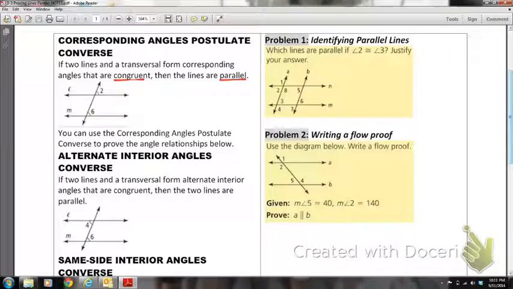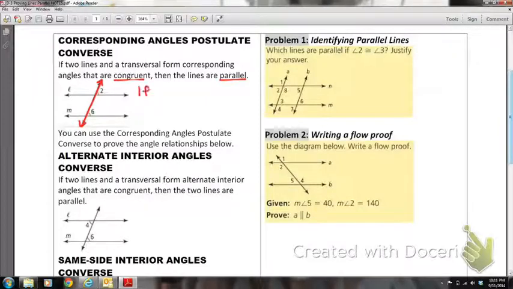This time we're starting with two lines that we don't know they're parallel. You have to prove they're parallel. So that's when you use the converses. It's when you're trying to prove two lines are parallel. So in this particular example, we have two angles that are marked congruent. So, to look at the transversal, and we have two angles that are congruent.